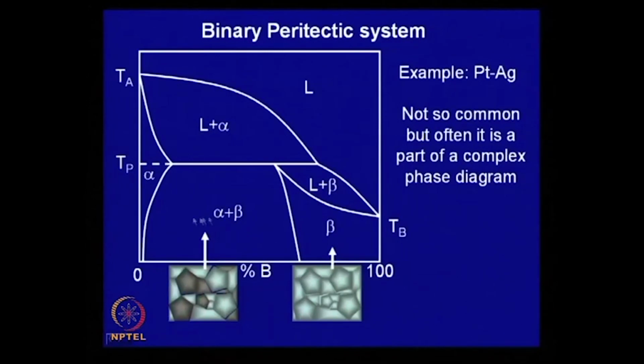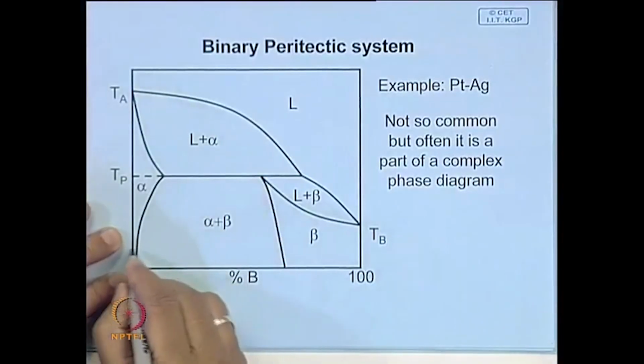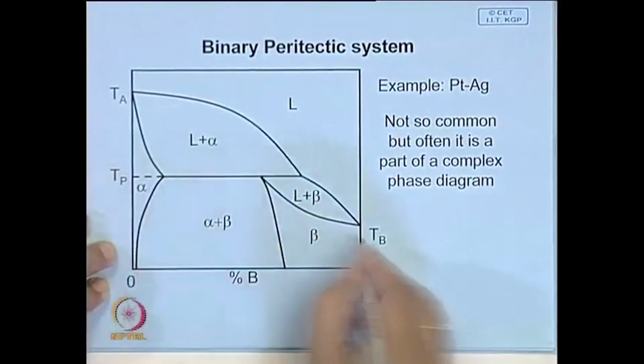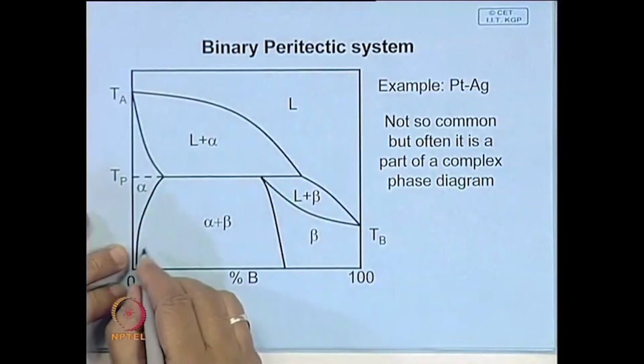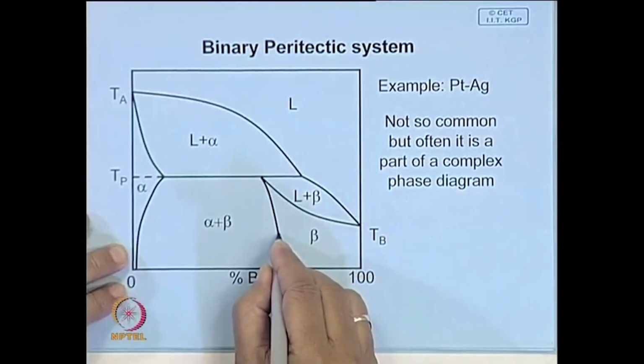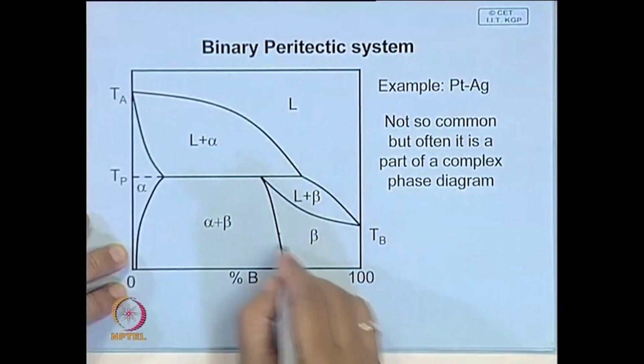Suppose we assume that alpha is softer and beta is harder. Then you can apply the rule of mixture to find out its properties. So, if you know the percentage of alpha, it is possible to find out the property of the mixture. Suppose on this axis we superimpose tensile strength or hardness. Say beta of a particular composition has a certain hardness.